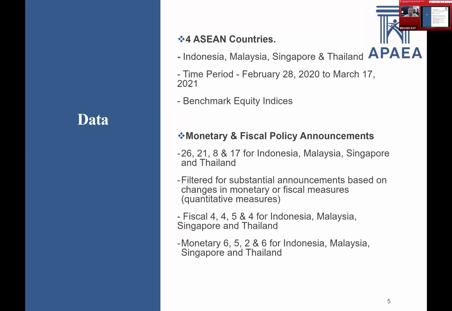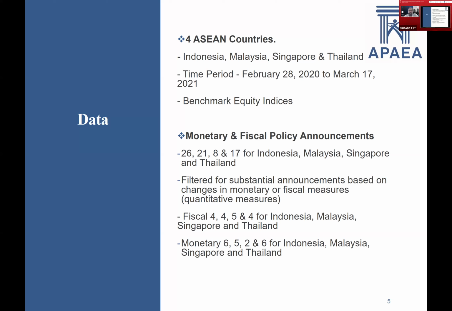Then those were filtered for substantial announcements, which were based on quantitative measures. So basically announcements which talked about fiscal economic stimuluses, or in monetary policy, which were quantitative easing or quantitative tightening measures, changes in interest rates.